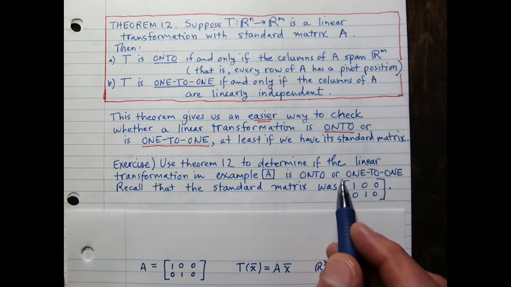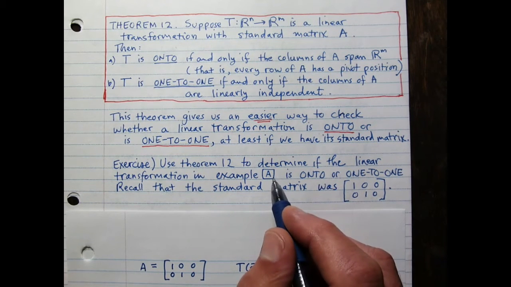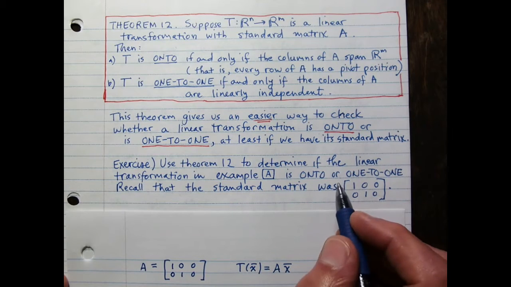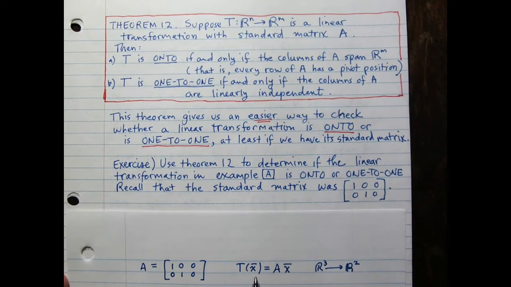So in the first exercise, we're going back to the example I marked as A in a box in both the onto and one-to-one discussion. It's a linear transformation defined by this matrix, and the matrix is 2 by 3, so the linear transformation is from R3 to R2.